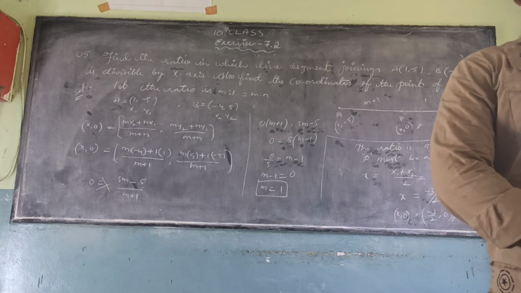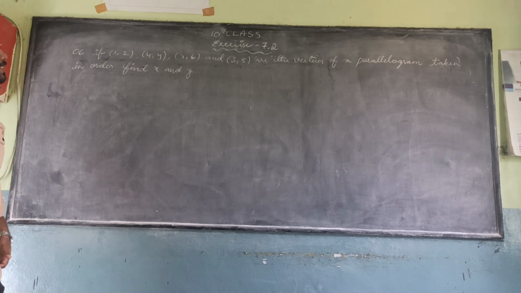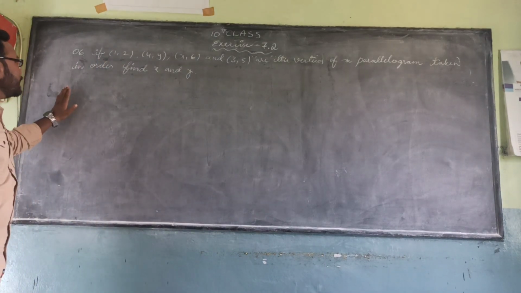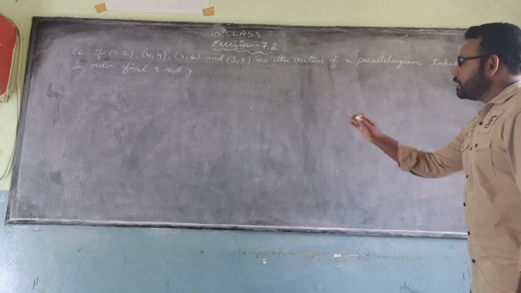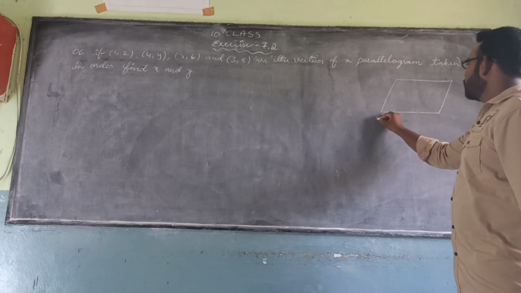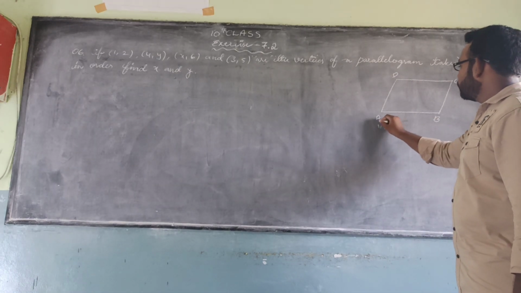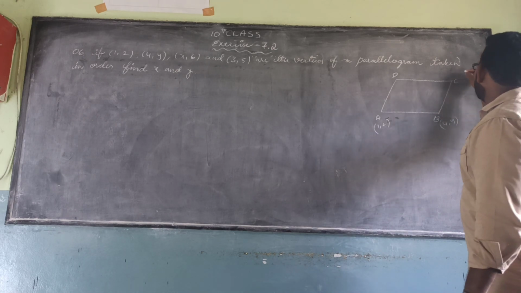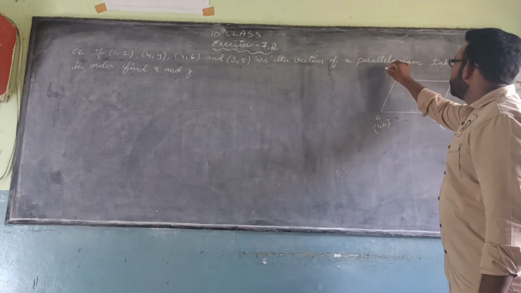That's it. Here the sixth question is: if (1, 2), (4, y), (6, x) and (3, 5) are the vertices of a parallelogram taken in order, find x and y. It is clearly mentioned that the given points are vertices of a parallelogram. So here let ABCD be a parallelogram. Here A is (1, 2), B is (4, y), C is (6, x), and D is (3, 5).